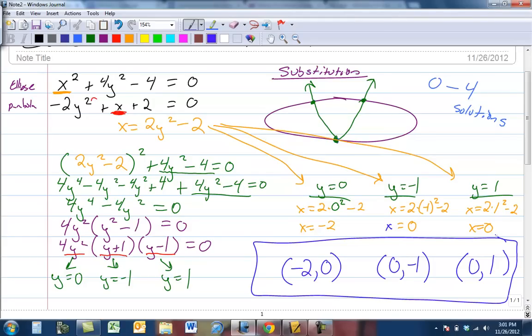Solving by substitution. Now, I'm not going to lie, substitution is not always the best method. Sometimes it is, though. Let's do another example, but this time we're going to do elimination. And this works the same way that it did back when we were doing the linear ones.